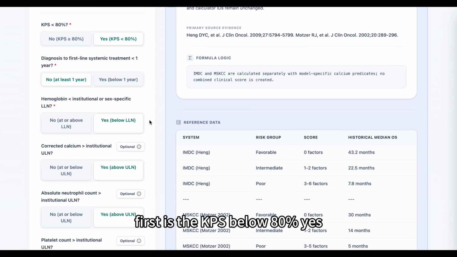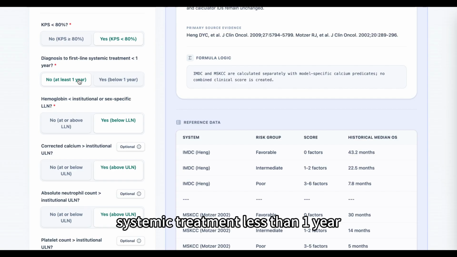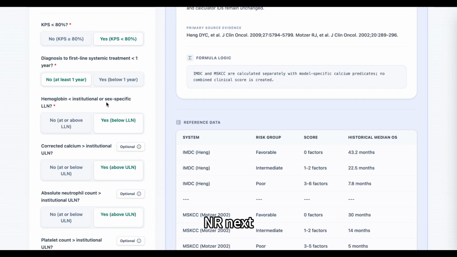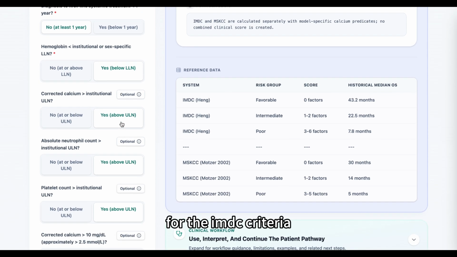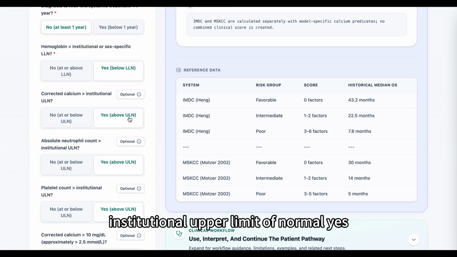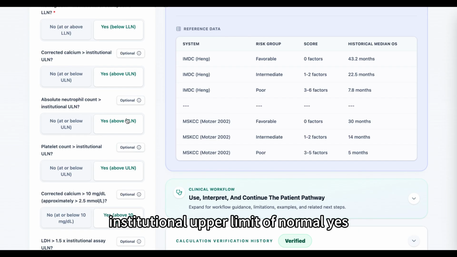First, is the KPS below 80%? Yes. Next, is the time from diagnosis to first-line systemic treatment less than 1 year? No. It has been at least 1 year, so we'll select no. Is hemoglobin below the institutional or sex-specific lower limit of normal? Yes. For the IMDC criteria, is corrected calcium above the institutional upper limit of normal? Yes. Is the absolute neutrophil count above the institutional upper limit of normal? Yes. And is the platelet count above the institutional upper limit of normal? Yes.